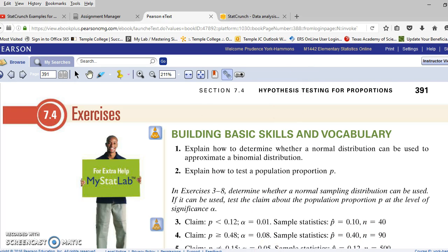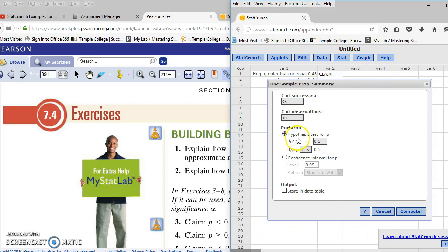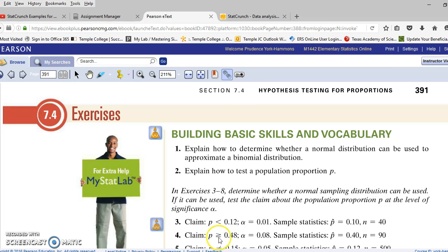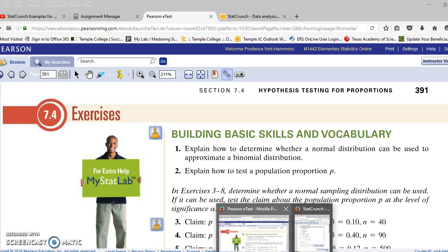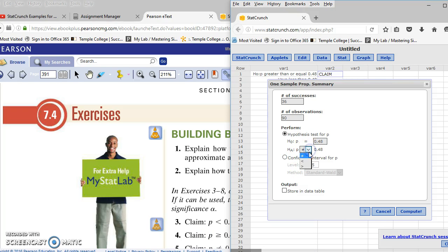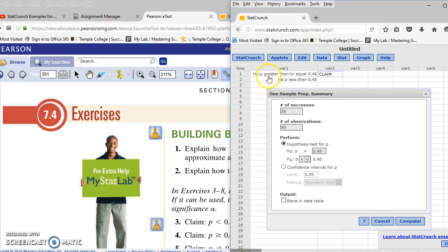Now I am doing a hypothesis test, and the p-value here is 0.48. That was from number 4, P greater than or equal to 0.48. So my H sub A is less than. I know you can't change the sign on your null hypothesis, but you can use the drop-down list to get the appropriate one for your alternative hypothesis. Since my null was greater than or equal, my alternative has to be less than.